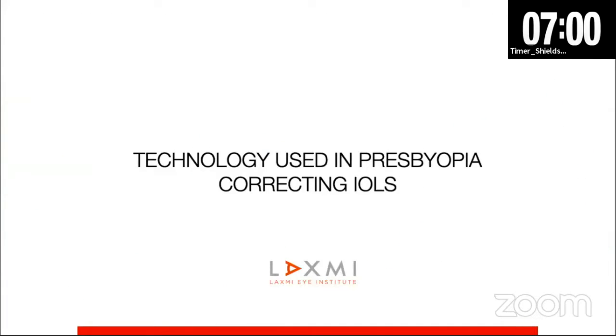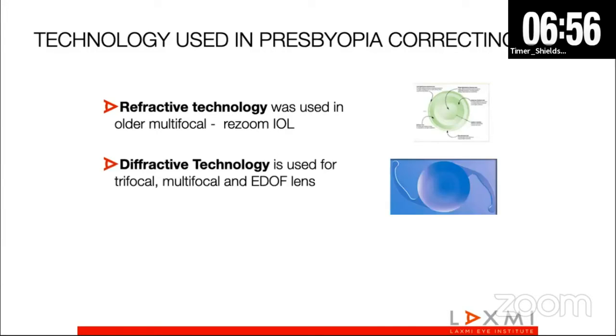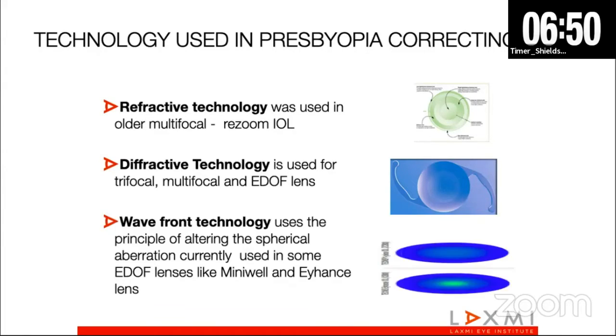The technologies used in presbyopic correcting IOLs are refractive technology, which was used in older multifocals, diffractive technology, which is used in most of the modern lenses, including trifocal, multifocal, and EDOF lenses, and wavefront technology, which uses the principle of altering the spherical aberration, currently used in some EDOF lenses like Mini Well and Eyhance lenses.